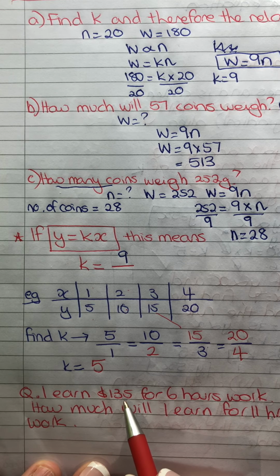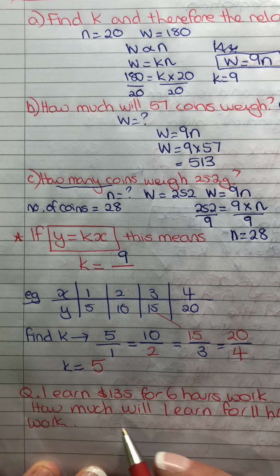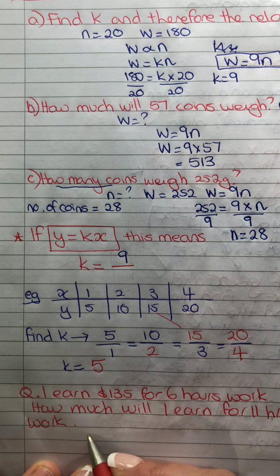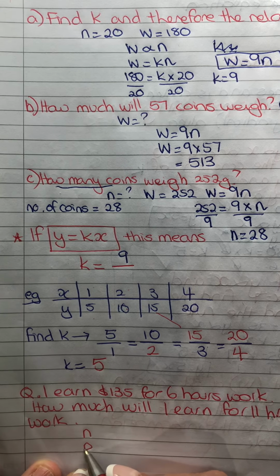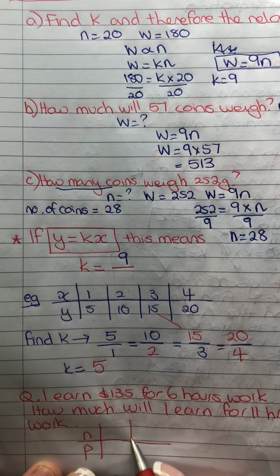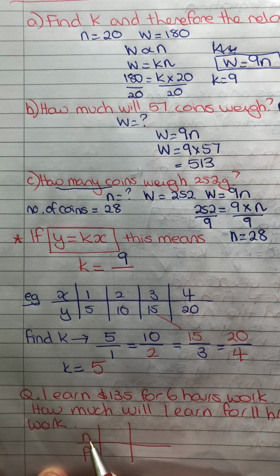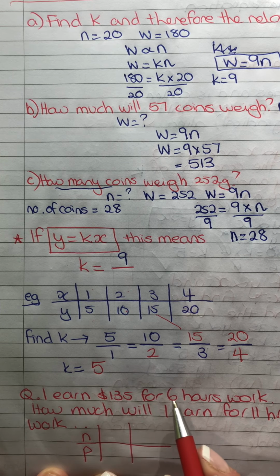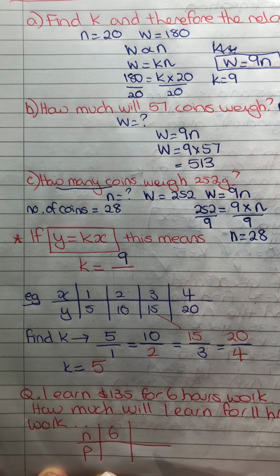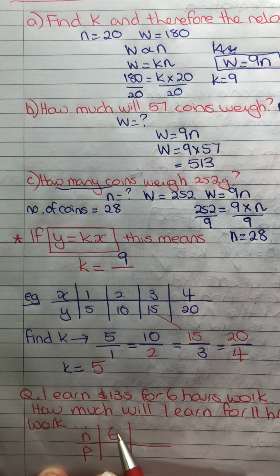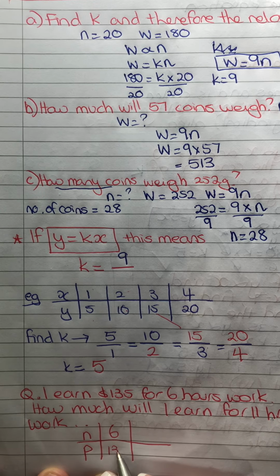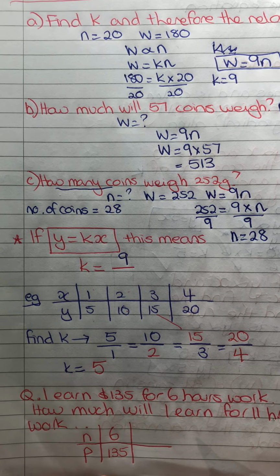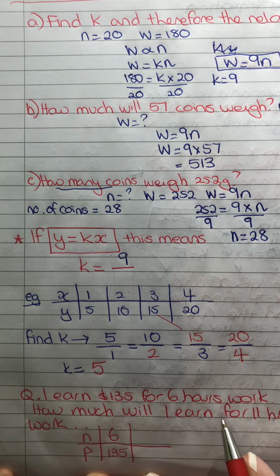I earn $135 for 6 hours work. How much will I earn for 11 hours work? Sorry, this is a different question. Now I'm going to show you what that looks like in a table. It might say set up a table. Okay, so N for number of hours worked. Where's that? Here. 6 hours have worked. How much would you get in that time? You get 135. Okay. Now, how much will I earn for 11 hours?